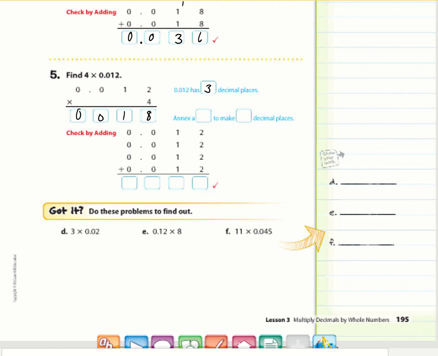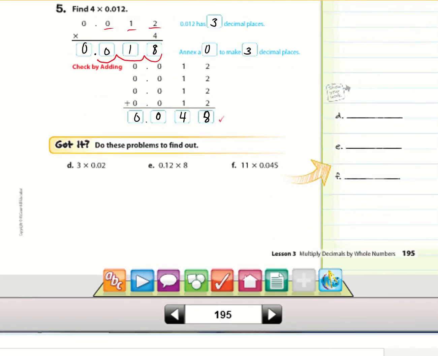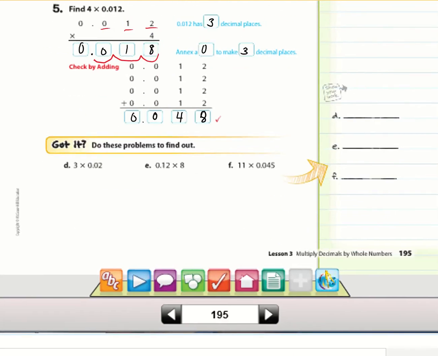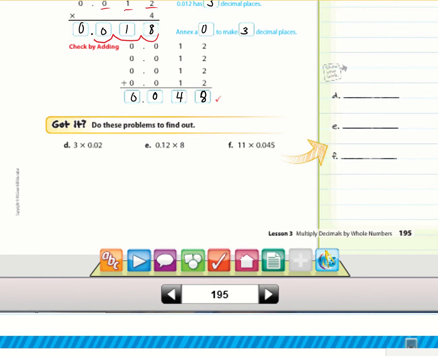So we are going to annex a 0 to make 3 decimal places. So we have 1, 2, 3, 1, 2, 3. So we're going to double check our work. That's going to be 8, 4, and we're annexing our zeros. So that was pretty simple. So go ahead and try the Got It, D, E, and F, and continue the video when you're finished.